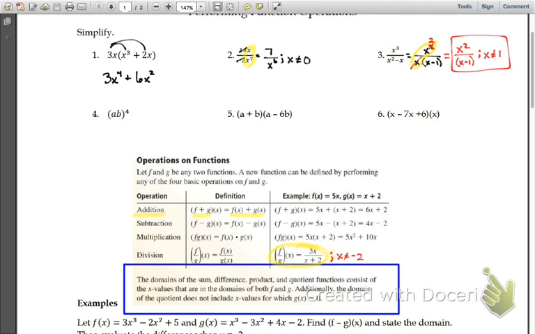Second kind of disclaimer is here on the subtraction problem. Biggest mistake that gets made, if there is going to be a mistake on a problem like this, the one thing you do not want to do is go 5x minus x plus 2. Do not do this.